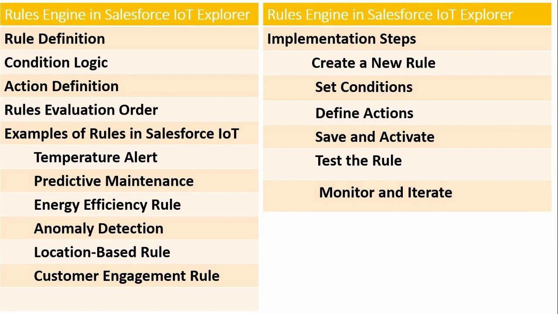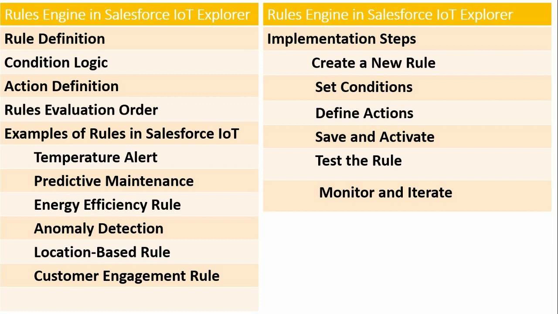Condition logic. Overview. Conditions define the criteria that must be satisfied for a rule to be triggered. Details. Conditions can involve comparisons, mathematical operations, or Boolean logic. For example, a condition might check if the temperature reported by a sensor exceeds a certain threshold.